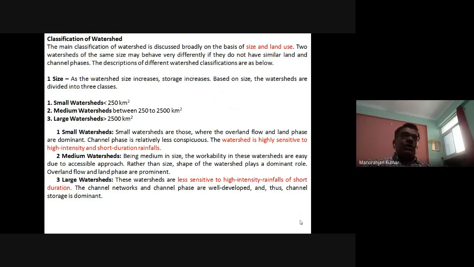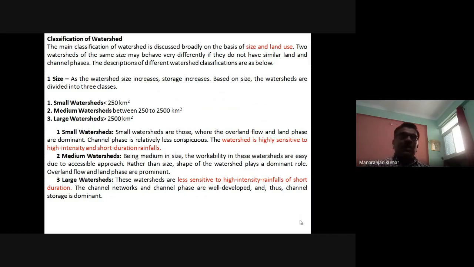So the main classification of watersheds is discussed broadly on the basis of size as well as land use. Two watersheds of the same size may behave very differently if they do not have similar land and channel fields. On the basis of size, the watershed is classified into three types. First, the small watershed, in which the area is less than 250 square kilometers. The medium watershed, in which the area is more than 250 but less than 2500 square kilometers. The large watershed, in which the area is more than 2500 square kilometers.